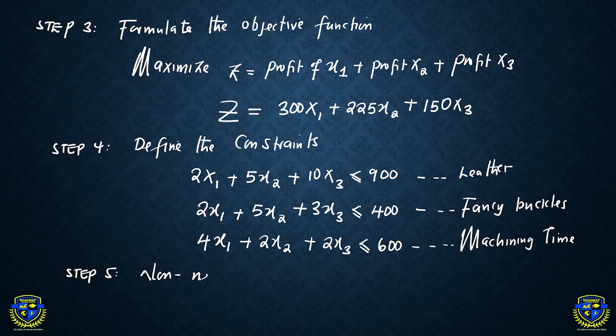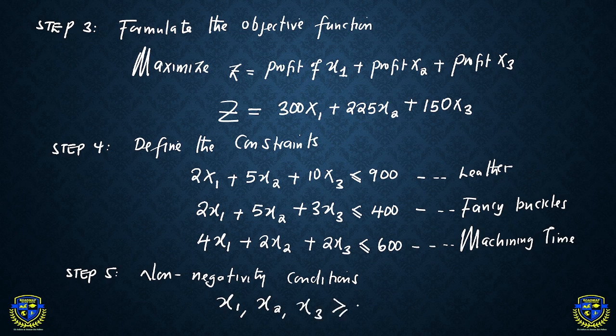Okay. Then step number 5 in this case, we look at the non-negativity conditions. This one tells us that the number of each type of belt, none of them should be negative, meaning it's supposed to be greater than or equal to 0. So we shall say x sub 1, x sub 2, x sub 3 should be greater than or equal to what? Equal to 0.